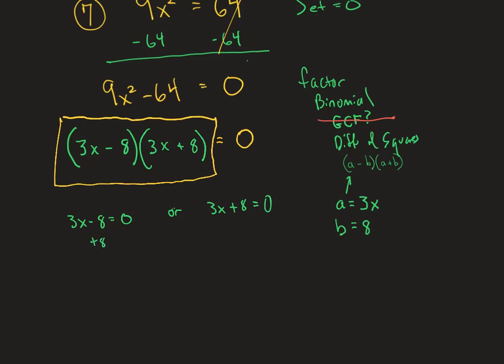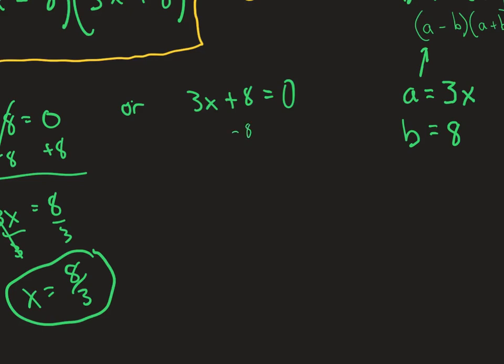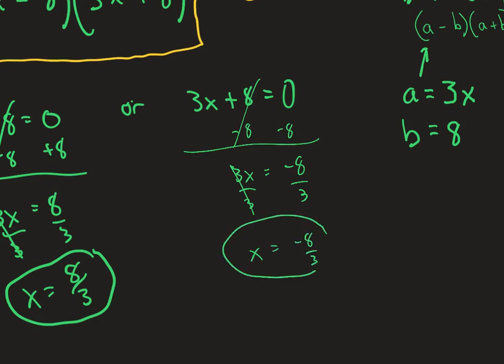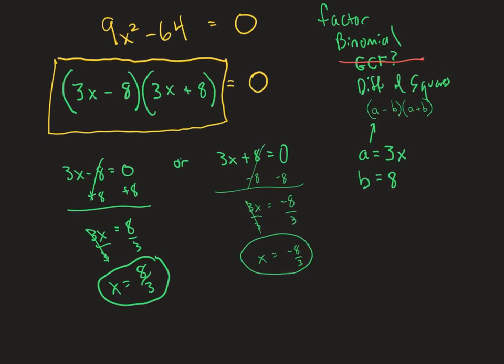So add 8. 3x equals 8. Divide by 3. X equals 8/3. Subtract 8 there. 0 minus 8 is negative 8. Divide 3. X equals negative 8/3. All right, so step 1, answer 3x minus 8 times 3x plus 8. And step 2 answer 8/3 comma, negative 8/3.